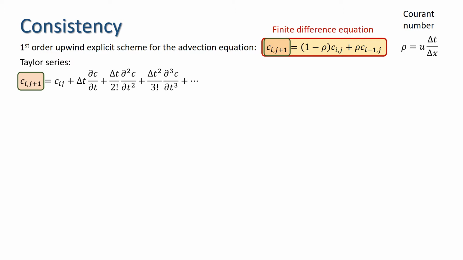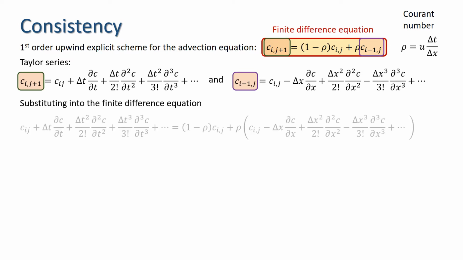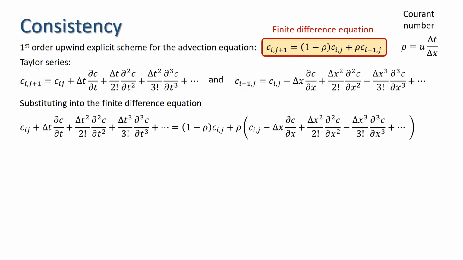Similarly, looking at the term Ci minus 1j on the right hand side, we have this Taylor series. Substituting these two series into the finite difference equation, we have this equation. Some of these terms will cancel. We have a Cij term on both sides of the equation, and we have a minus rho Cij and a rho Cij term on the right hand side. Thus we can rewrite our equation as shown here.